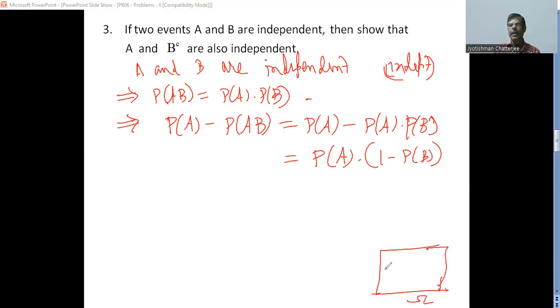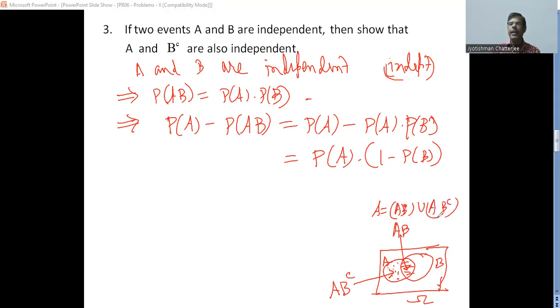This is our omega. Here is A and here is B. So this is A, this is B, and this is AB. This part is AB. And what is this part? This dotted part? That's A and B complement, because in the dotted part, A occurs but B does not occur. So combining these two things, I can write A equal to AB union AB complement.